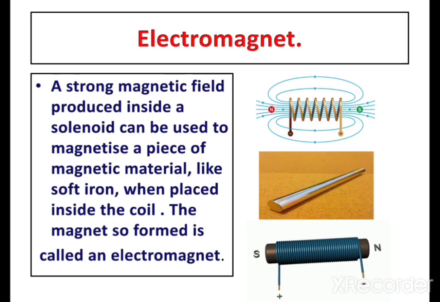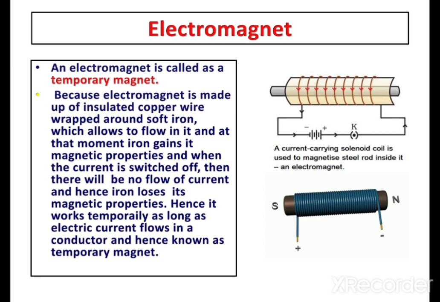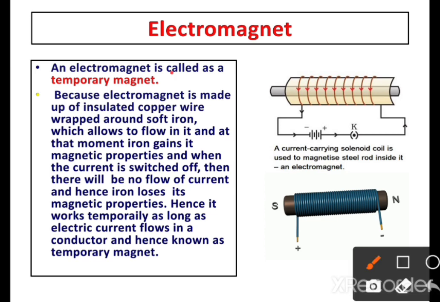So it is a temporary magnet. The electromagnet is a temporary magnet. See here, an electromagnet is called a temporary magnet. Why is it a temporary magnet? Once the current is stopped in the solenoid, the magnet does not behave as a magnet. The iron material does not behave as a magnet.